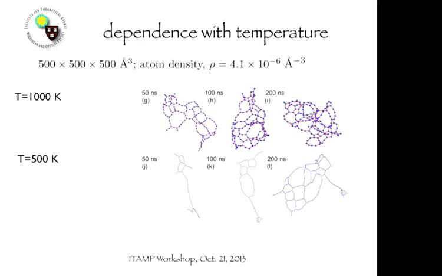At 1,000 degrees, you also form these planar structures. At 50 nanoseconds, at 100 nanoseconds, you begin to see some amount of curvature, because you form different sorts of defects in the system. And at 200 nanoseconds, again, whatever you want to call it, it is some sort of cluster. No, these are carbon. Pure carbon. This is right now carbon. Yeah. Pure carbon.